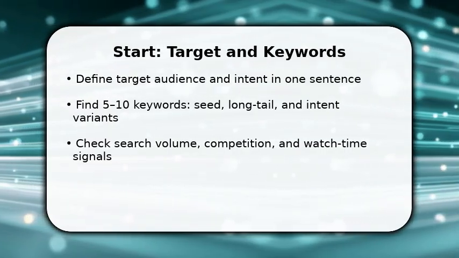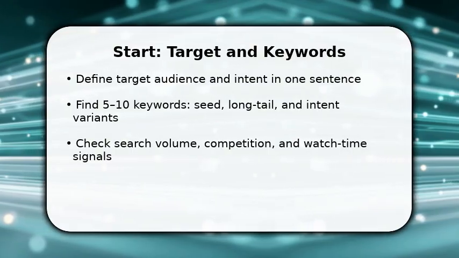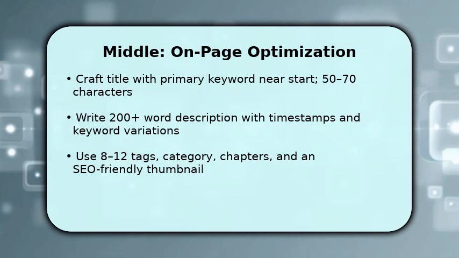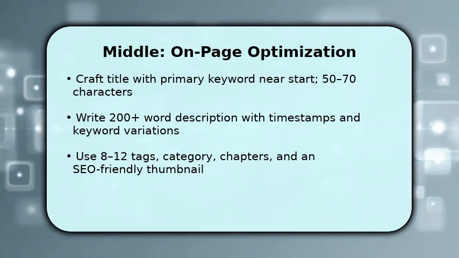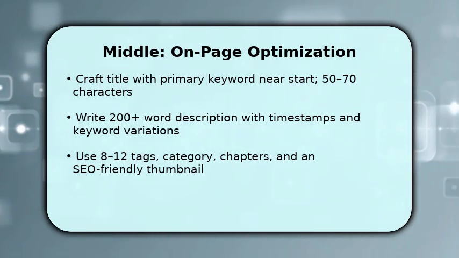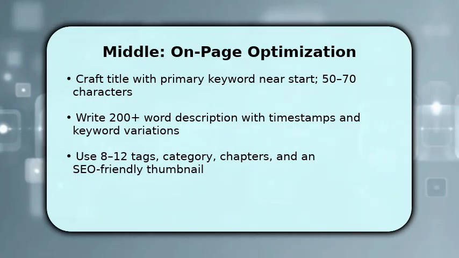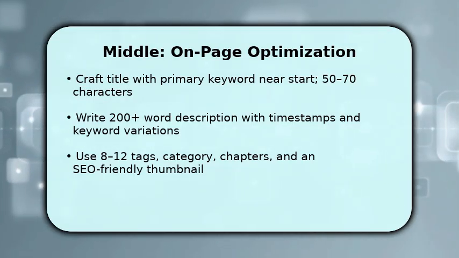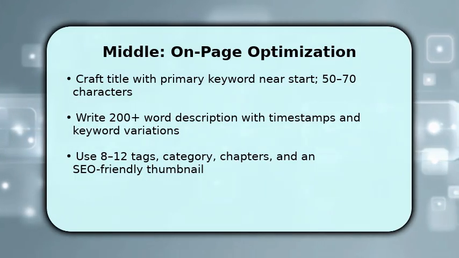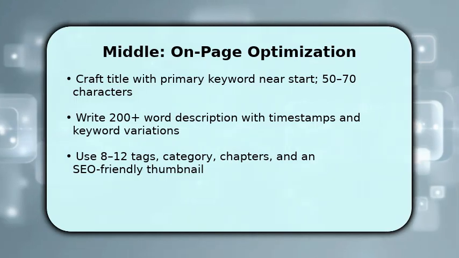Also create a thumbnail plan tied to your primary keyword, because click-through rate early on influences ranking. Now you move into execution. Write a title that places the primary keyword near the front and stays within 50 to 70 characters. Once done, produce a 200+ word description that naturally repeats keyword variations, includes timestamps and calls to action.